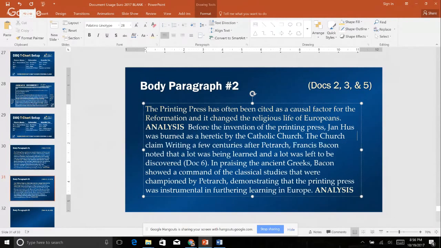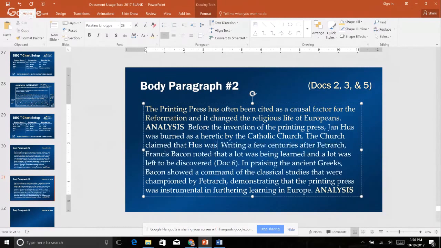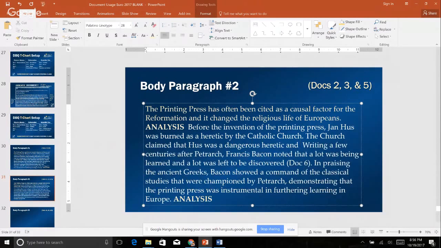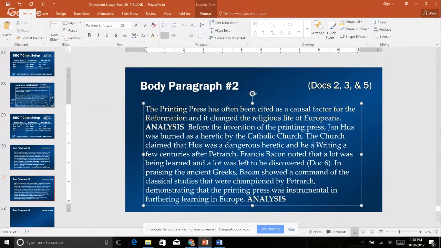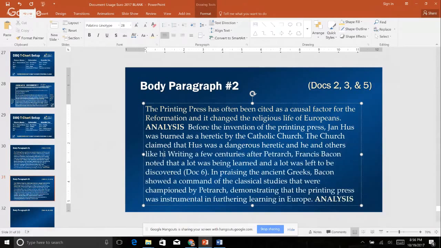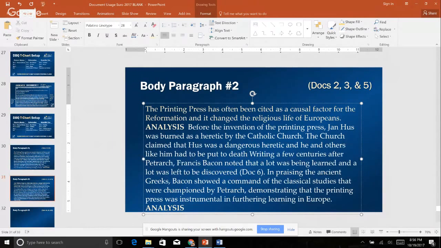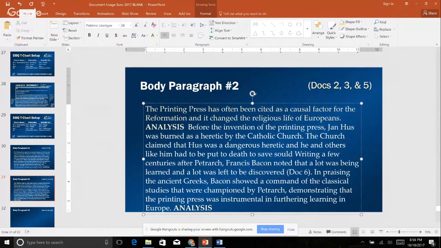The church claimed that Hus was a dangerous heretic, and he and others like him had to be put to death to save souls, basically from being led astray. So we've got document 2.